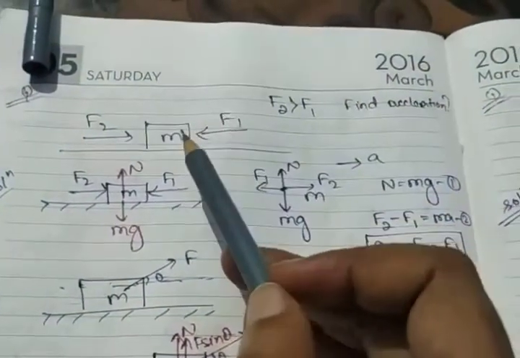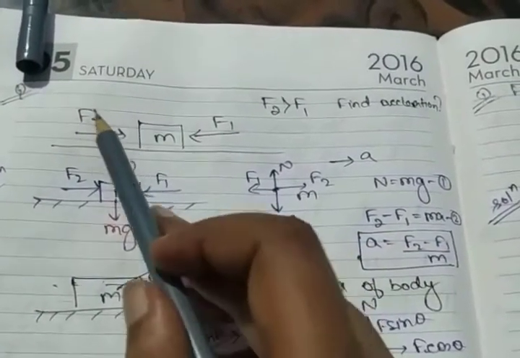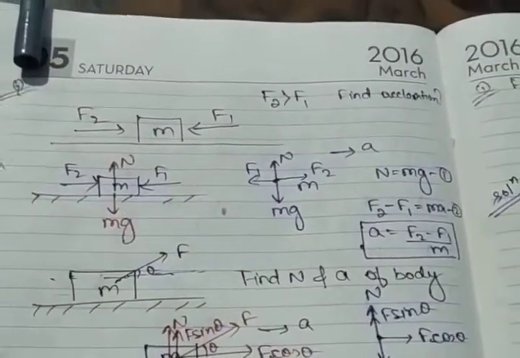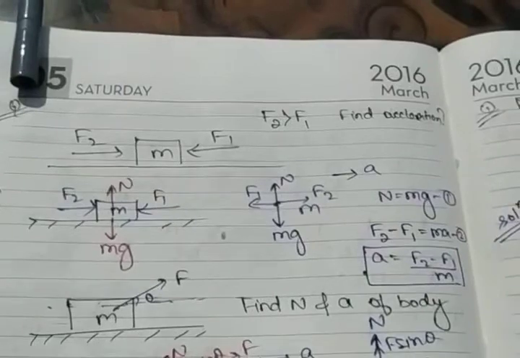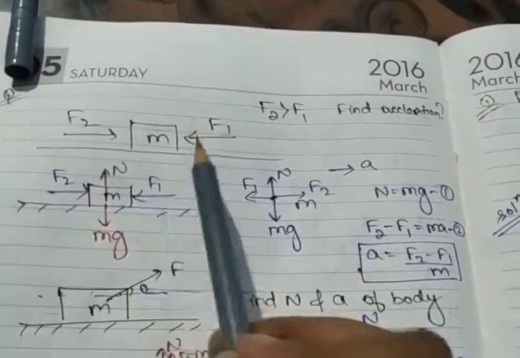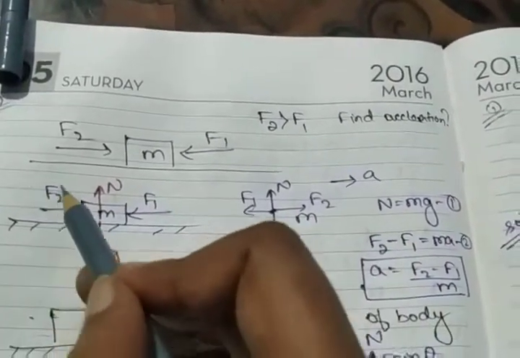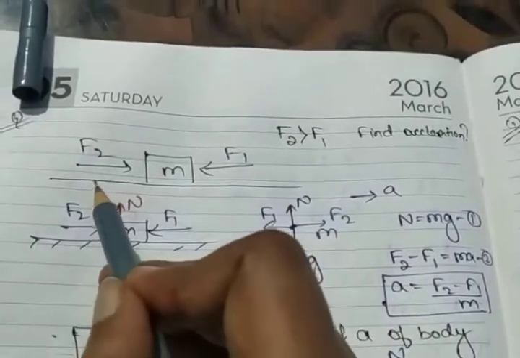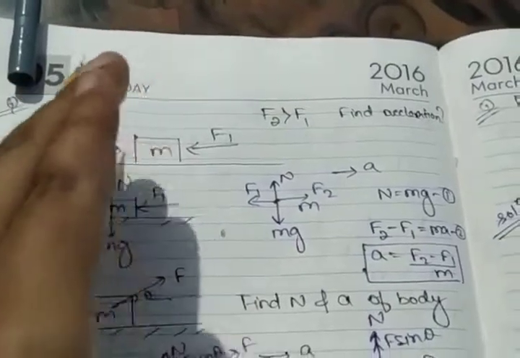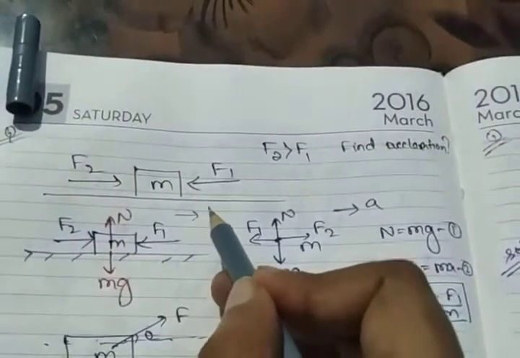For example, if this is the mass, force F1 is applied in this direction, force F2 is applied in this direction. What is given? F2 is greater than F1. Find the acceleration. So we have to find the value of acceleration. Now when forces are applied from two directions, if this is F1 and this is F2, F2 is greater, then will the body move in this direction or this direction? When F2 is greater, the force in this direction is greater, so the body will also start to move in this direction only. This will be the direction of acceleration.